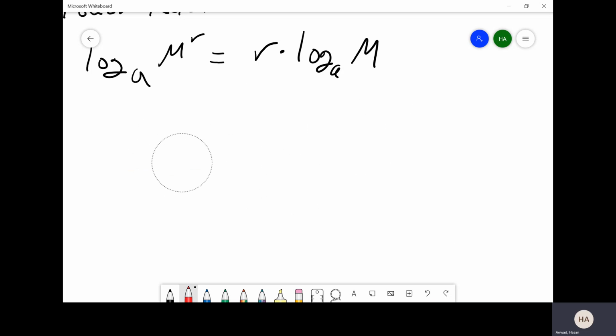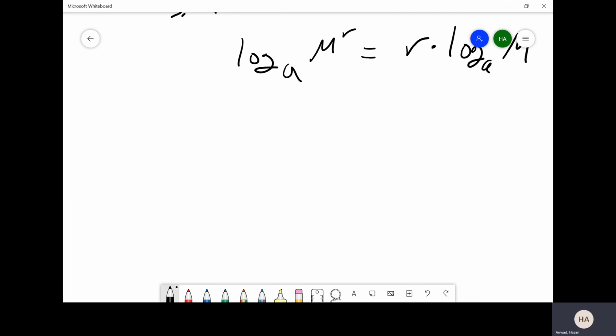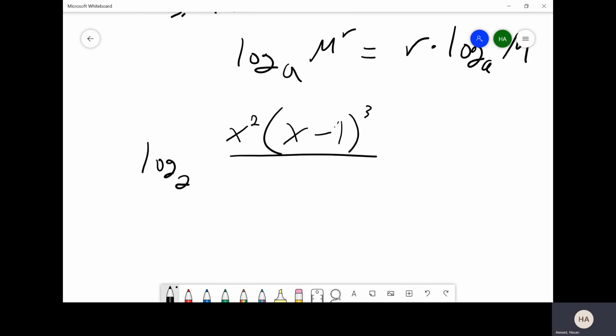Okay, so with all of that being said, what I want to do is practice doing some expansions and doing some condensing. So let's do 1 or 2 together, and then I'll put you off to your next classwork assignment. So let's say we have the following. We have log base 2 of x squared times x minus 1 cubed, all being divided by 2x plus 1 to the 4th power.